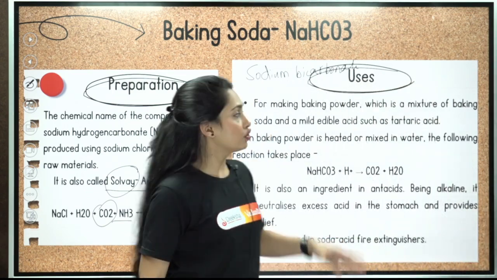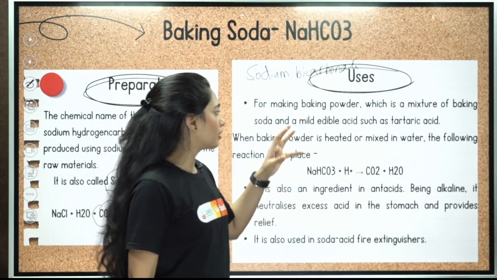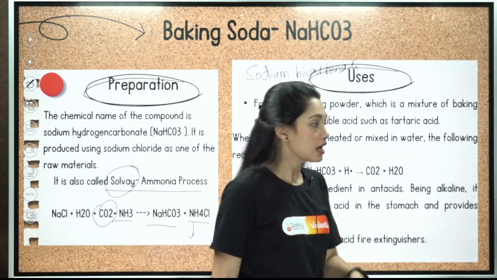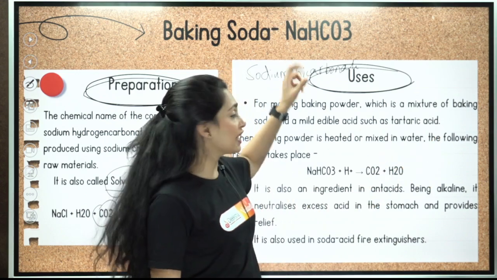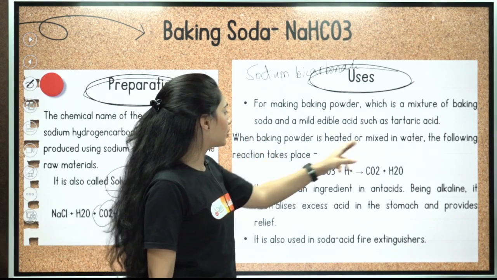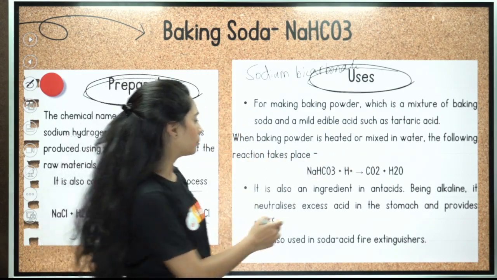When we talk about uses of sodium bicarbonate, it is used for making baking powder, which is a mixture of baking soda and mild edible acids such as tartaric acid. So we use baking powder, right? Baking powder has baking soda along with a mild edible acid, and when baking powder is heated and/or mixed in water, this reaction takes place. This is a very important reaction.